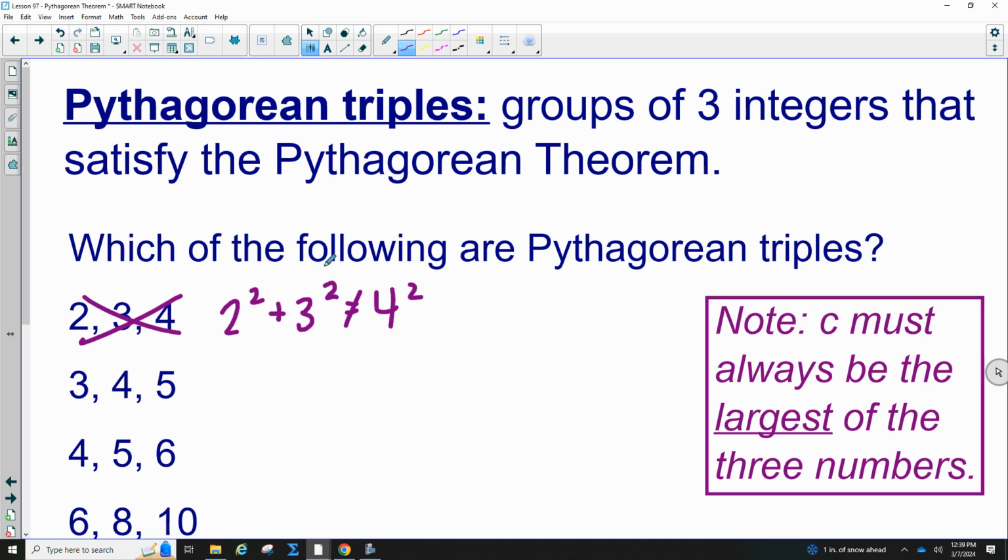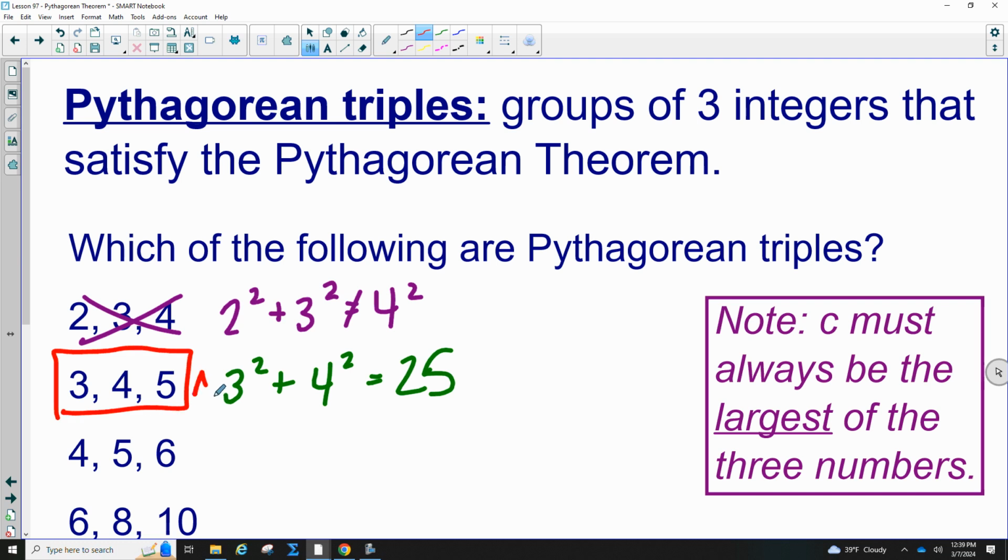If I wanted to check this one, 3 squared plus 4 squared equals 5 squared, which is 25. So 9 plus 16 is 25. This is the one I would 100% make sure that you memorize: the 3, 4, 5. This is on the SAT every single year. They'll just throw it on. It helps that then you don't have to do the Pythagorean theorem. It'll just make the test faster if you memorize the 3, 4, 5, okay? That one always works.